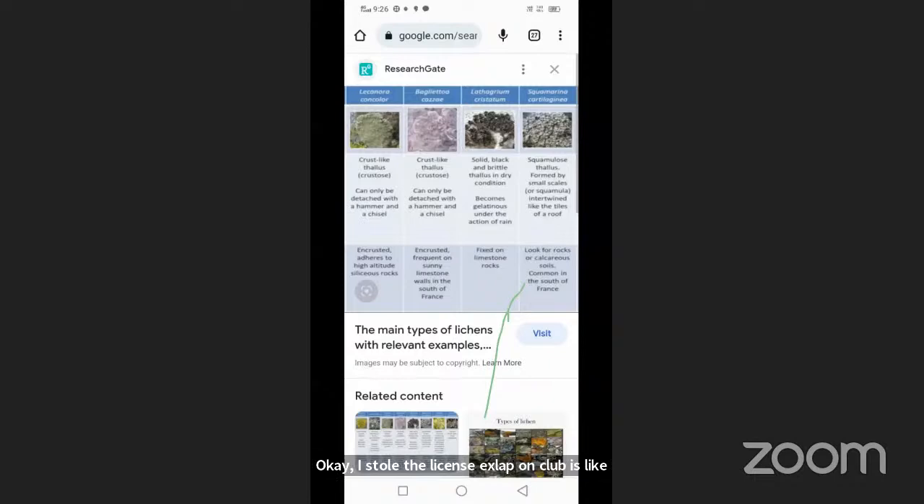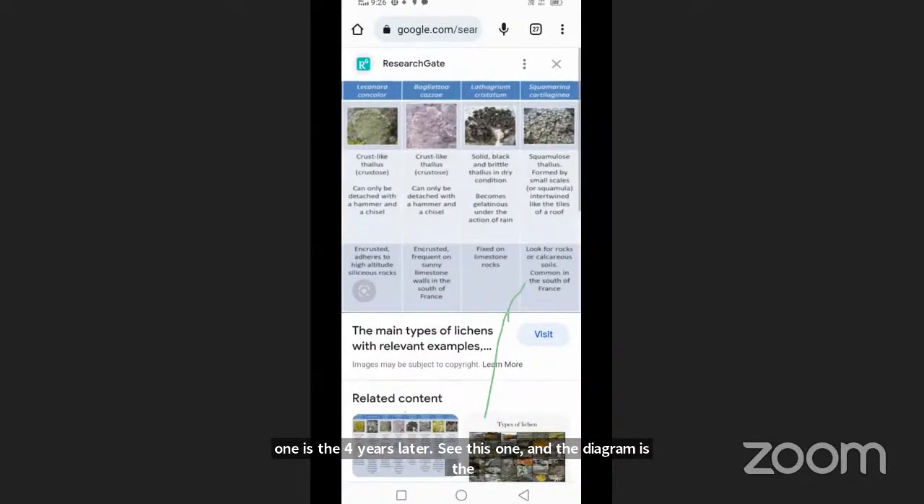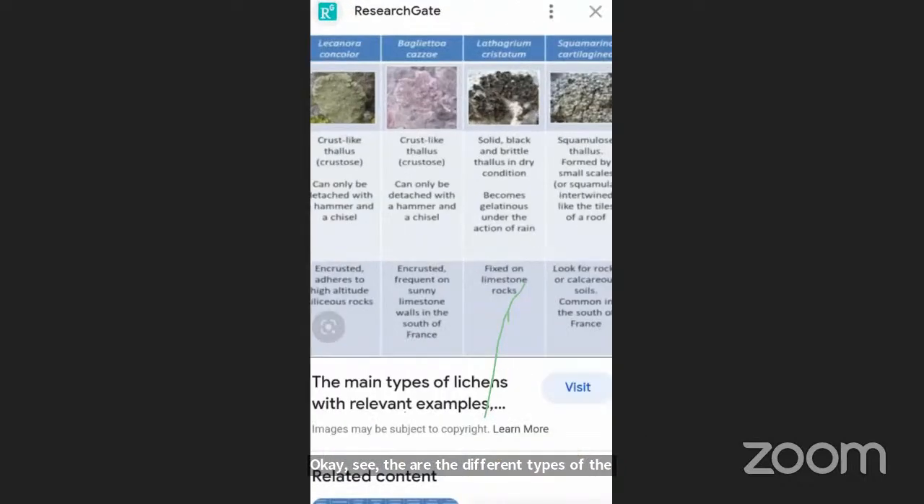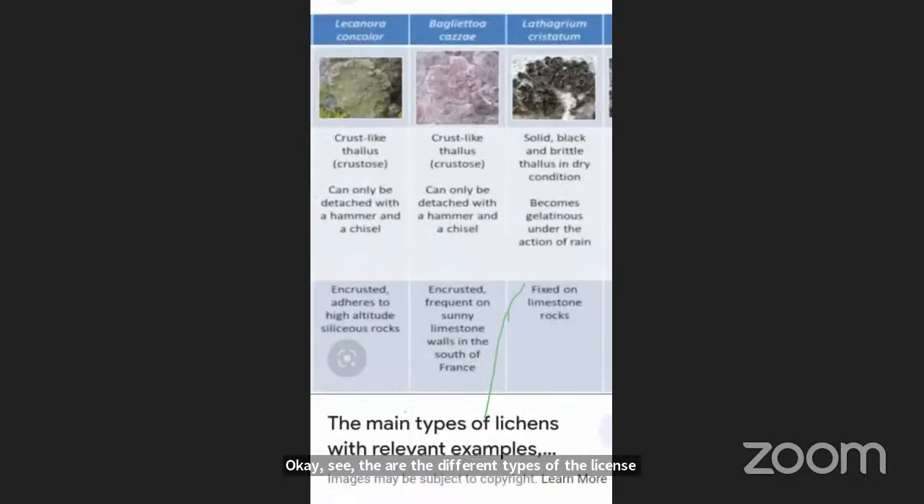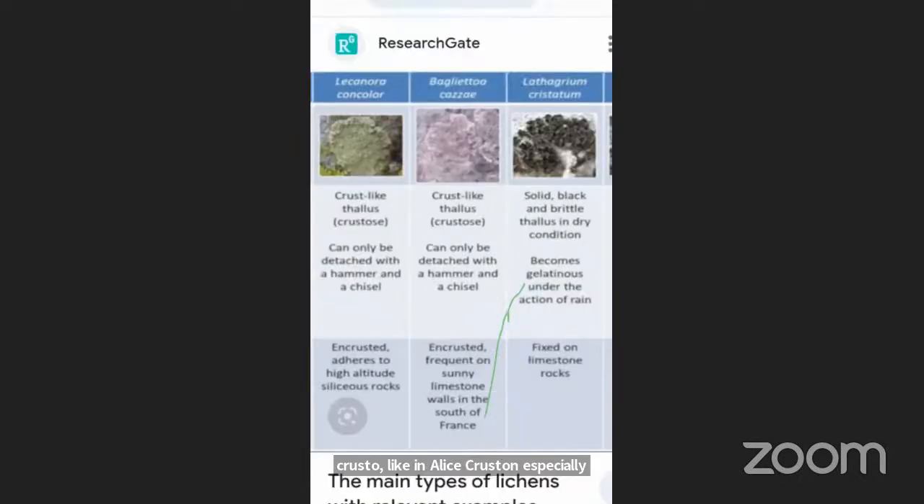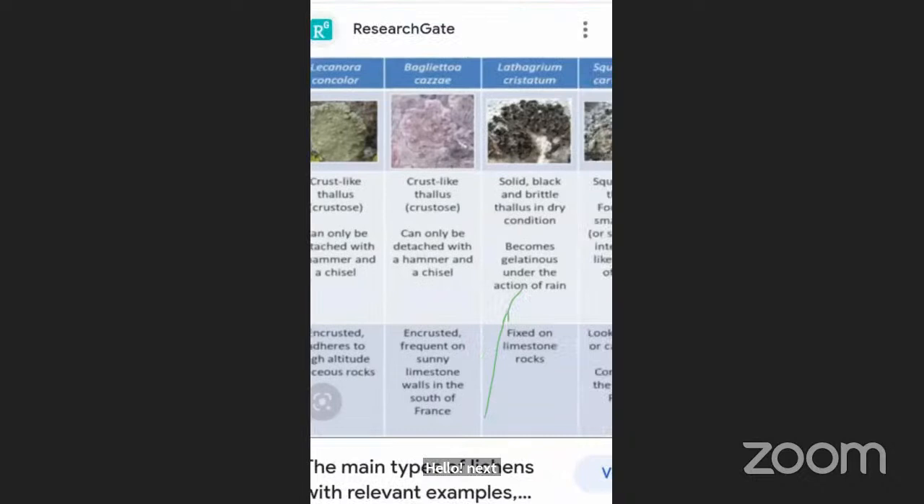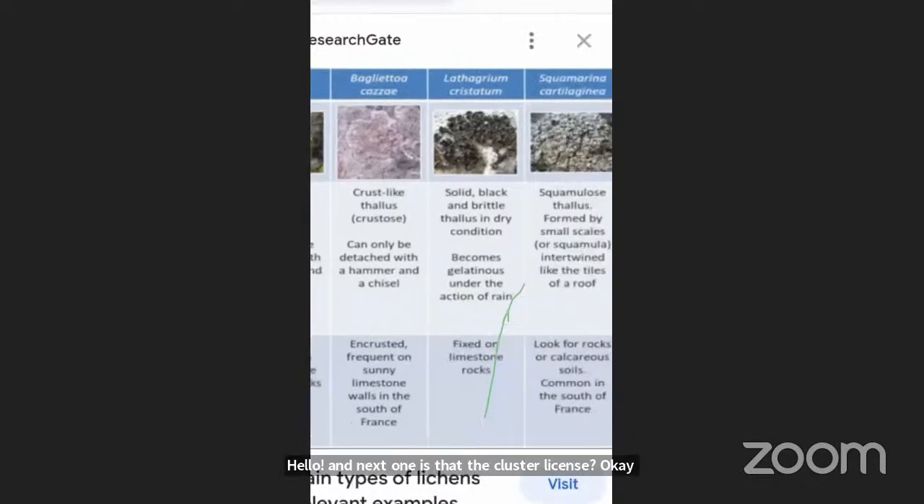Next one is the foliose lichen. See this diagram. These are the different types of lichens. Crustose lichen, thallus crustose. These plants can grow on rocks and can only be detected with care. Next one is the foliose lichens.